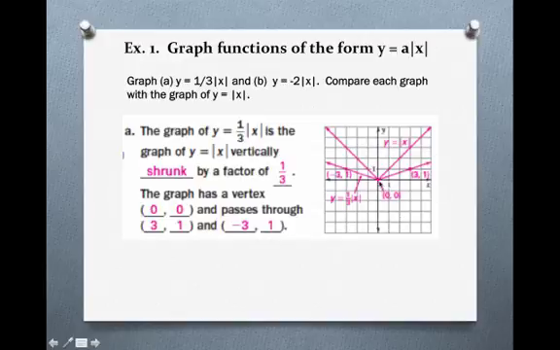Alright, so the graph has a vertex of (0, 0) and passes through (3, 1) and (-3, 1). And you may be going, but well, how do you know that? Well, you could make a table of values. That's one thing that you can do.